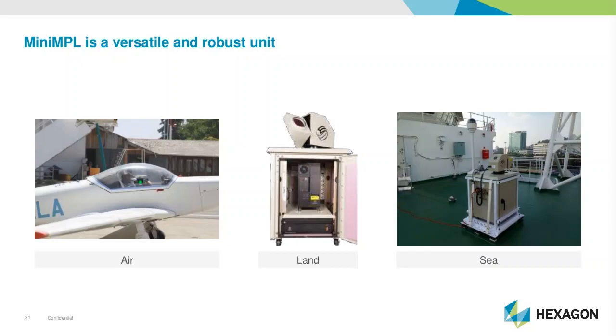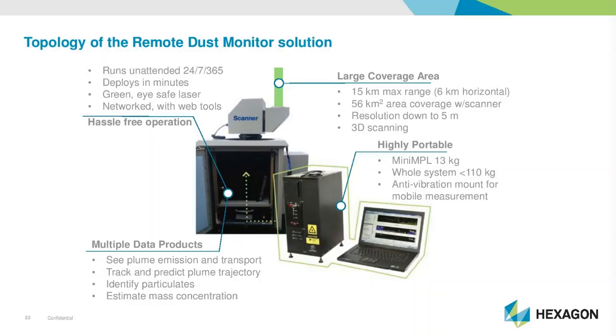So what's the topology of the system? Mini MPL is the core. It has a laptop that's driving it on the right, and that fits inside our doghouse enclosure that has a scanner on the top. So the scanner, of course, is optional. You can shoot straight up through the atmosphere. This enclosure itself essentially goes on a platform and is anchored to the ground.